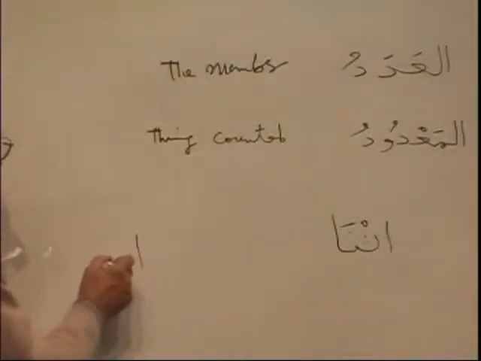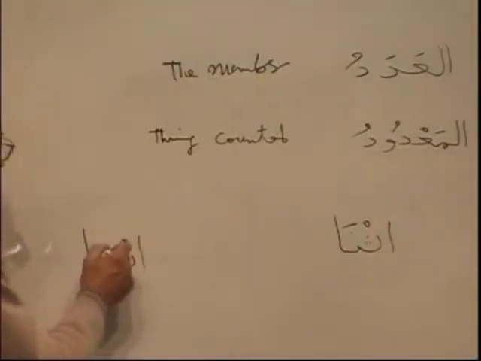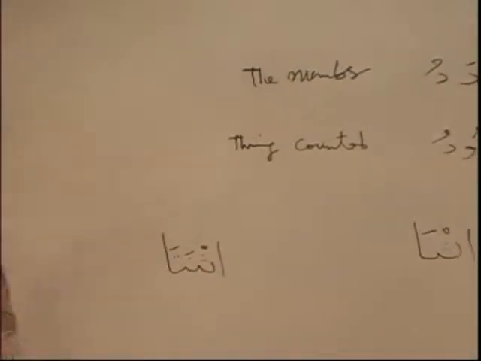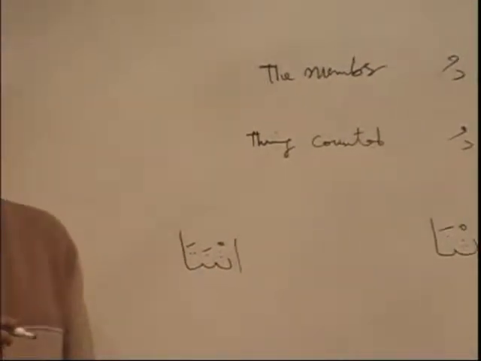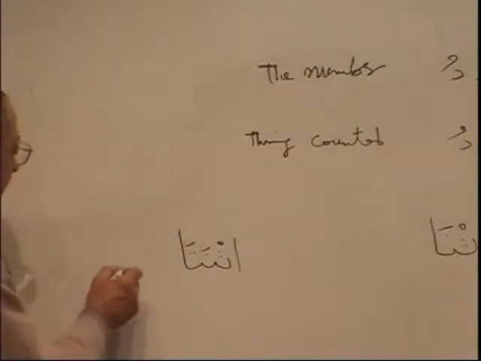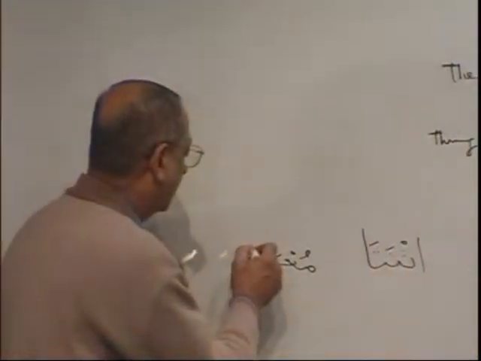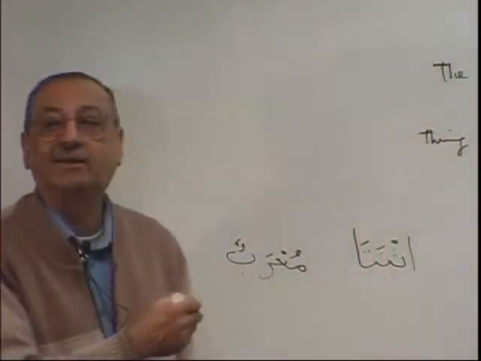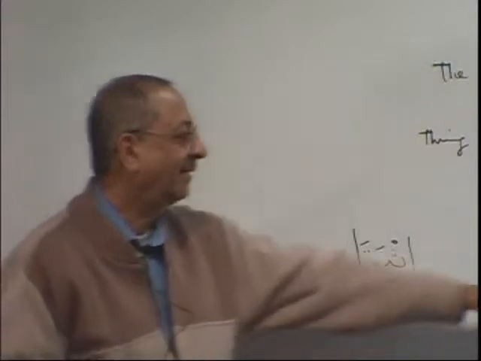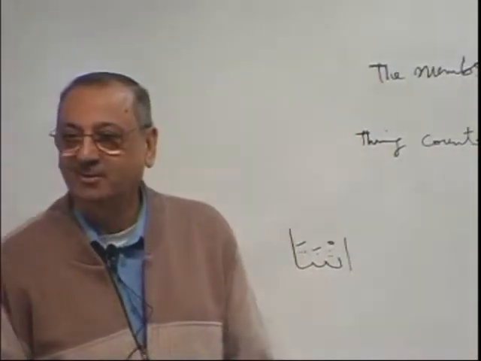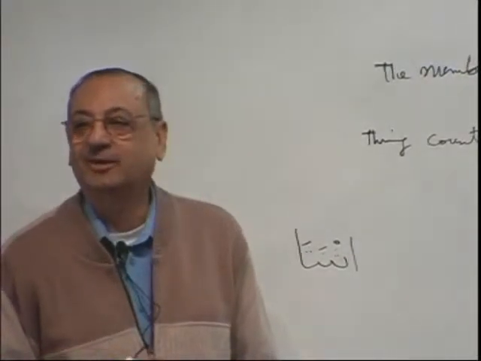And one more. Now this is not mabni. It is mu'arab. What do you call it? Mu'arab. Mu'arabun means it declines. But the declension is of the dual. Are you with me, brothers and sisters? How does the dual decline?